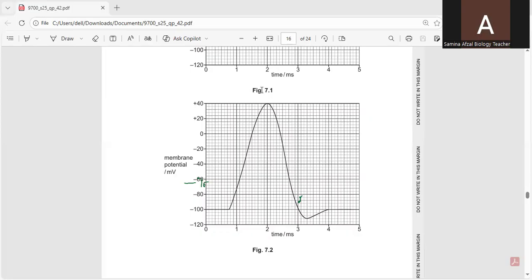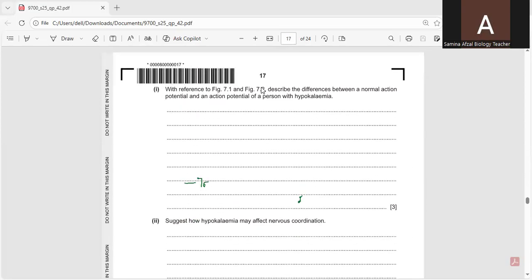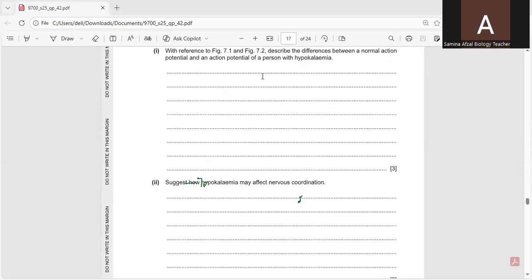Now the question is, with reference to figures 7.1 and 7.2, describe the differences between a normal action potential and the action potential of a person with hypokalemia. I have told you the main differences which we can see in these figures. So I am going to write all these differences.